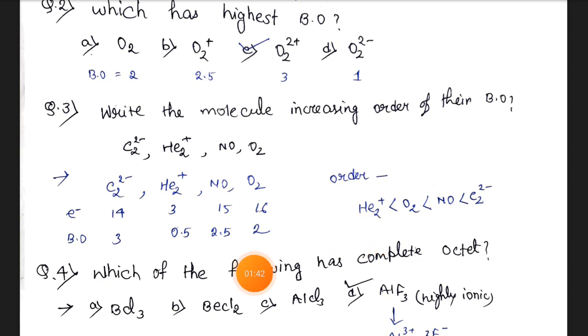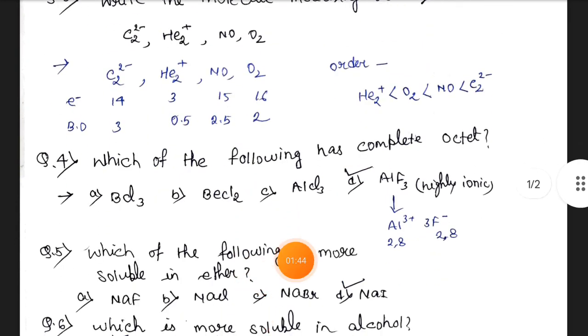Next, which of the following has a complete octet? PCl3, BeCl2, AlCl3: these all have an incomplete octet. For the AlF3 molecule, it is highly ionic due to Fajans' rule. You also know that AlF3 is highly ionic. So this has the complete octet.